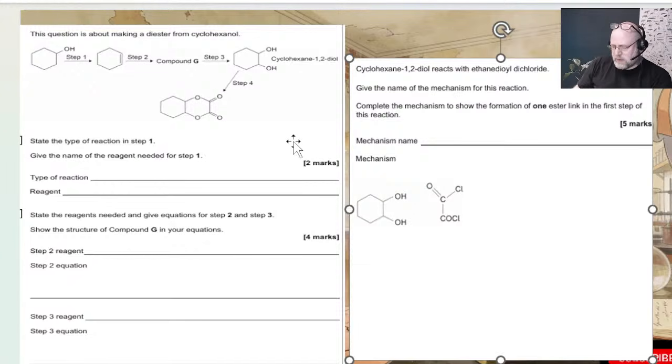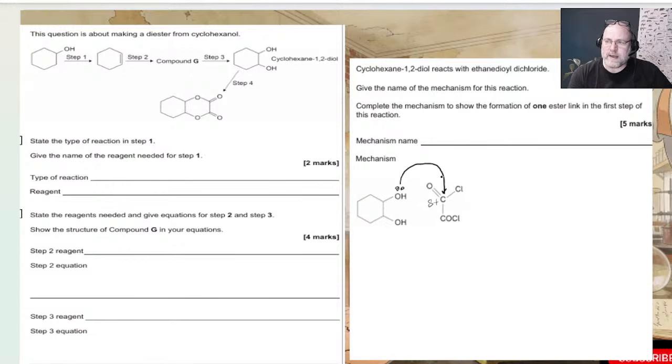So what do we want to do? I guess it doesn't really matter which OH, but it would make sense for it to be this OH. How am I going to show that attacking that? So that's delta positive. I'm not very good at these curly arrows. So that's going to come round here and attack here. By the way, in AQA, you don't have to show delta positive, so you don't get marks for that. But you're going to get marked for the curly arrow coming round.